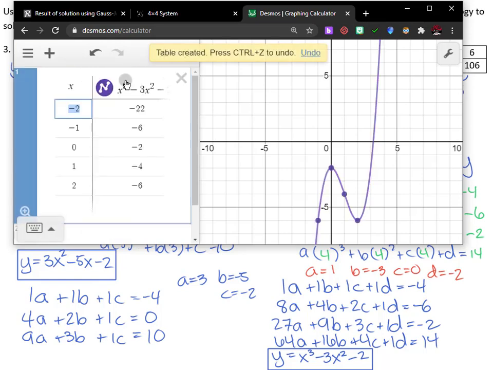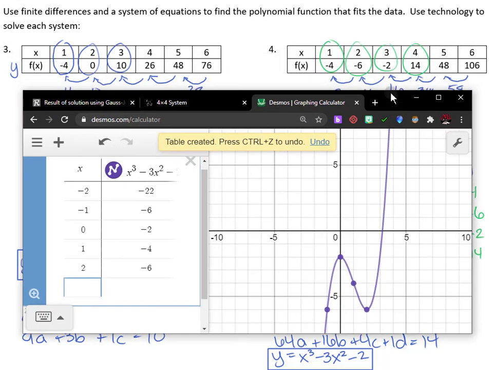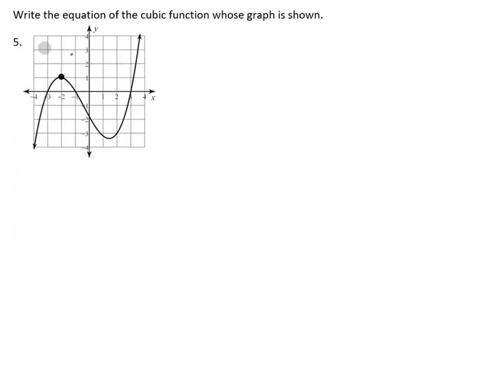Let's convert this to a table. Now again, it only goes down to 1 and 2, so we can only check 2 of our points currently, but 1, negative 4, 2, negative 6. 3 should give me negative 2, 4 should be 14, 5 is 48, and 6 is 106. Nice. So there are some pretty cool things you can do with this.